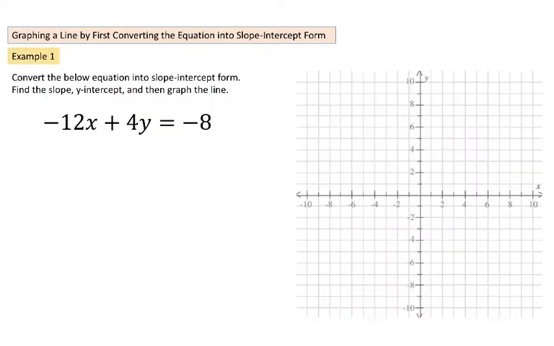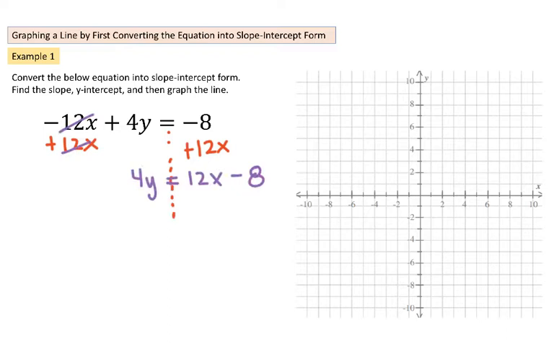Okay, now sometimes the equation is not given in slope-intercept form. Like for this example, this is standard form. Both the x and the y are on the left. And for graphing, it's a lot easier often if we have slope-intercept form. So here's how we can convert it. We'll move the x to the right. So I will add 12x onto both sides. We end up with 4y equals 12x minus 8.